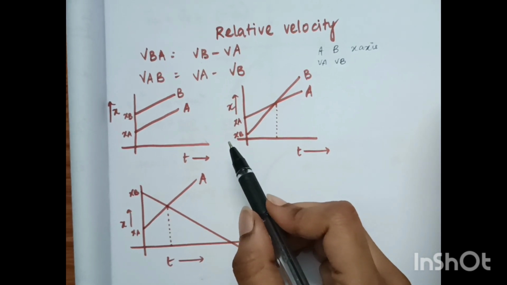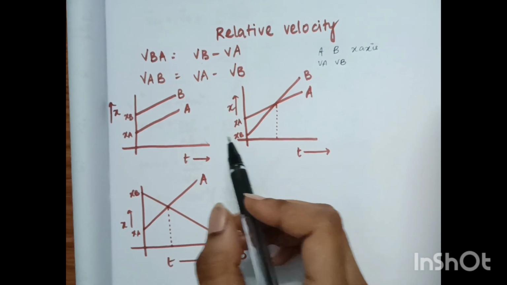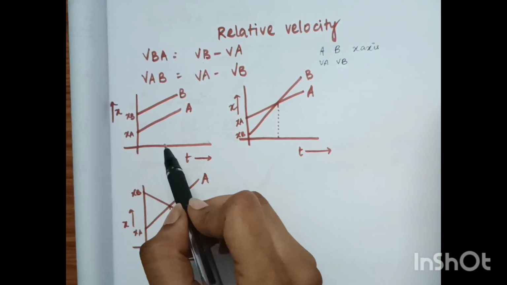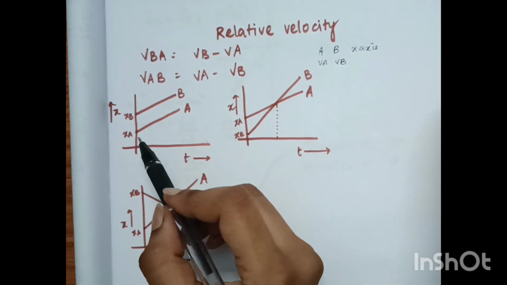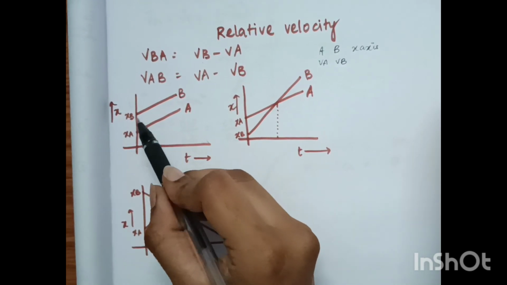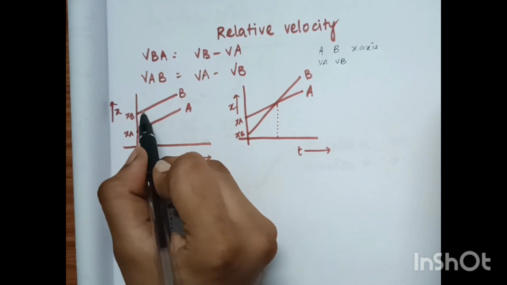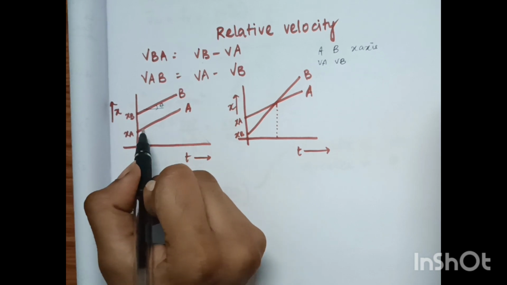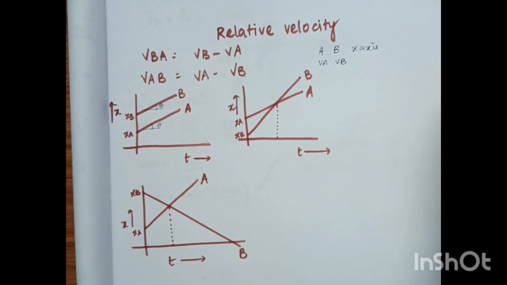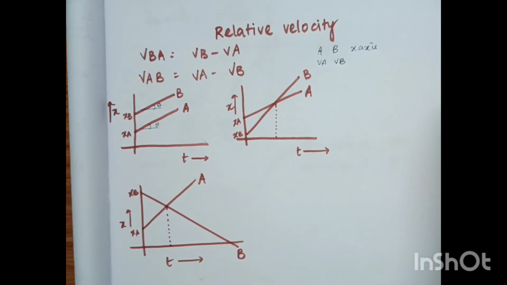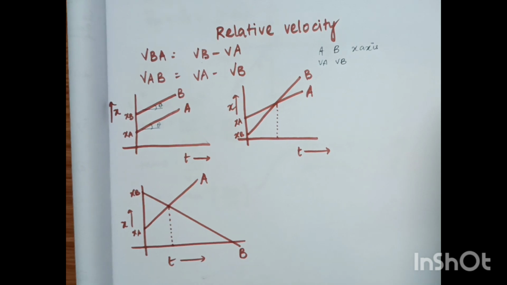This is the general concept. Okay, now let us consider these three graphs. In the first graph, this is the x-t graph, that is the displacement-time graph. Here we can see the slopes are equal. So here also it is theta, here also it is theta. If their slopes are equal, then their velocities are also equal. That means they are moving in the same direction, with the same velocity, at a certain distance apart.